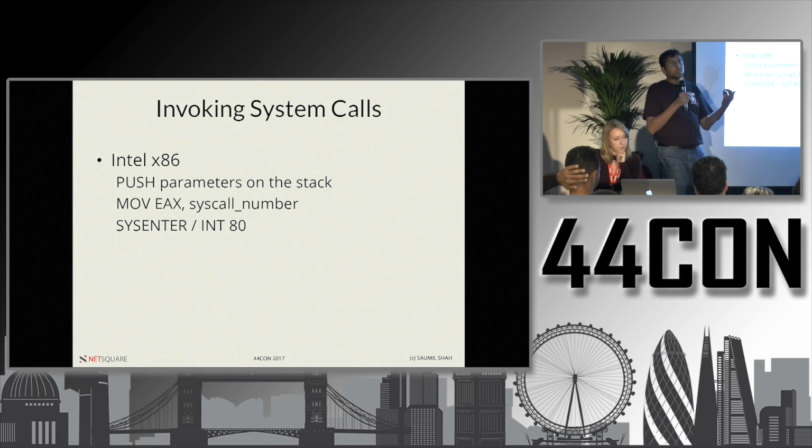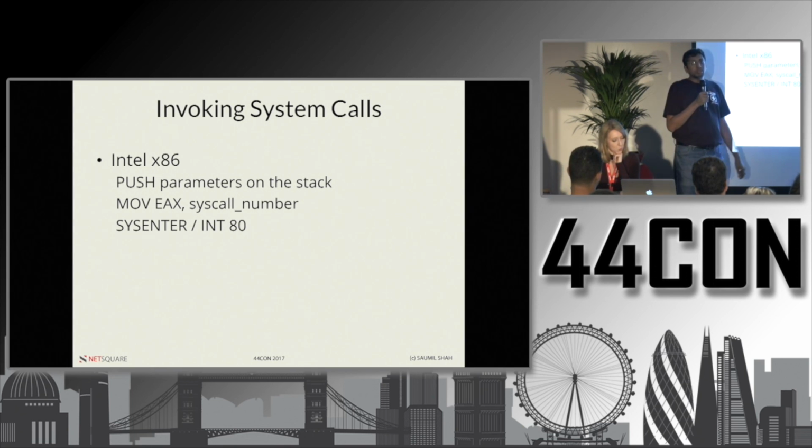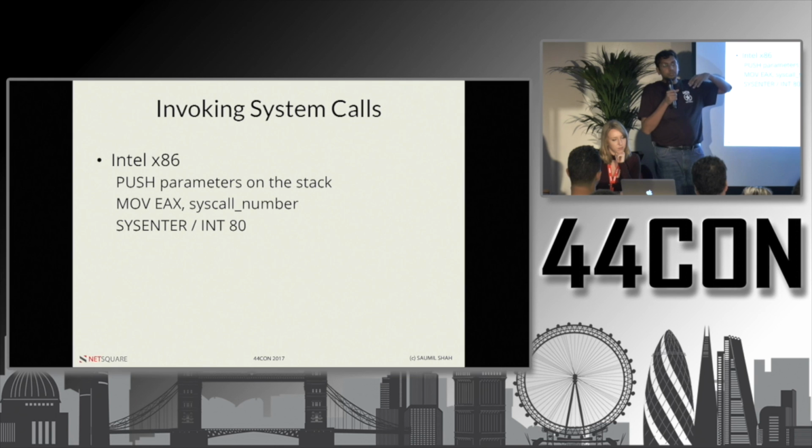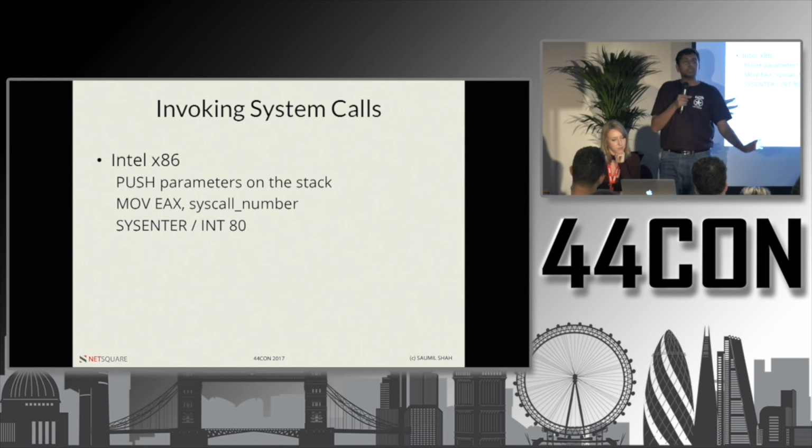So whatever service you want, you put that number into the accumulator in EAX and then either invoke sysenter or interrupt 80. This will trap to kernel mode. The kernel will process the syscall for you and return it.